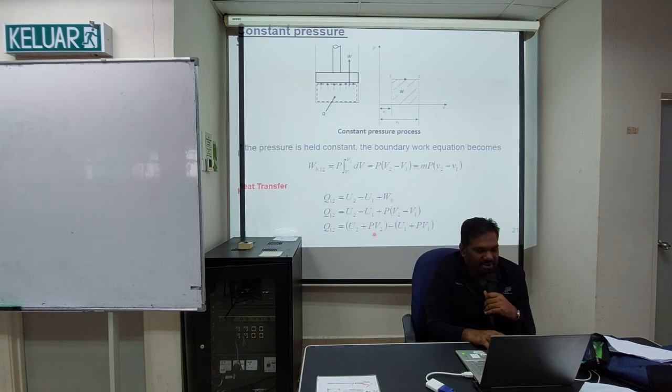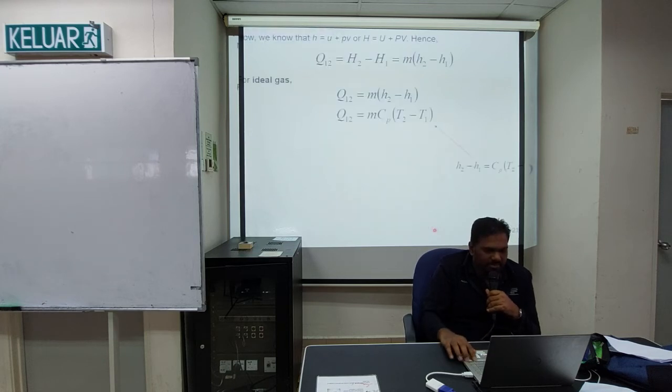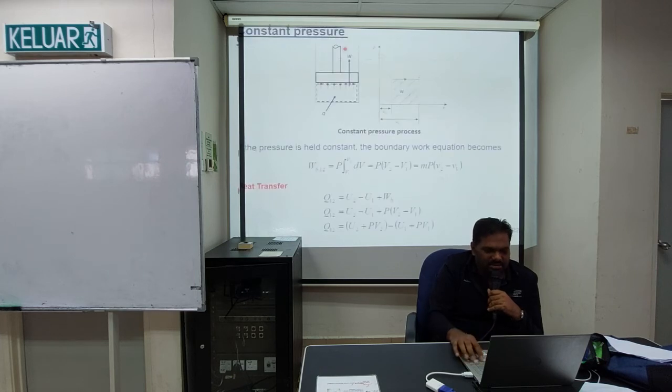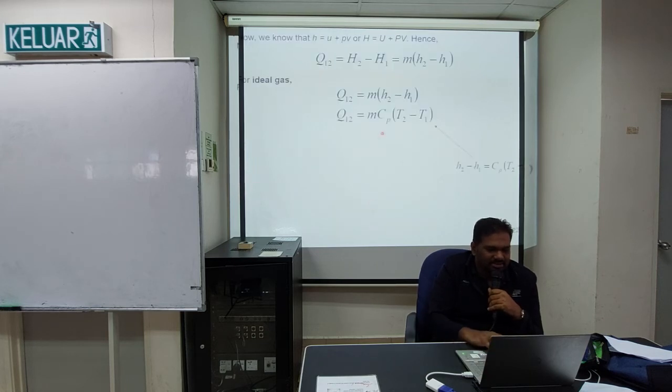So U2 plus PV2 minus U1 plus PV1. So U plus PV is actually the enthalpy or the H. So this is actually H2 minus H1. Sebab U plus PV adalah H. Okay, so H adalah U plus PV. So you akan dapat H2 minus H1 equals to m H2 minus H1. So for ideal gas, you boleh gunakan formula ni. So from the derivation, H2 minus H1 equals to Cp T2 minus T1. So at the end you akan dapat yang ni lah.